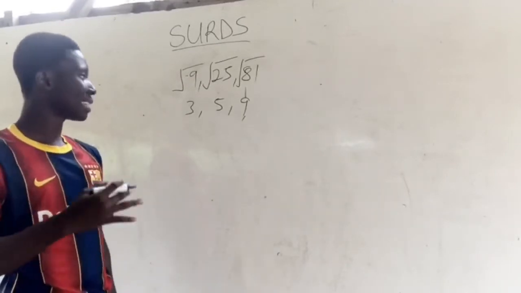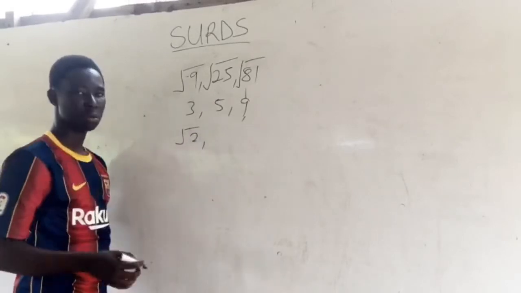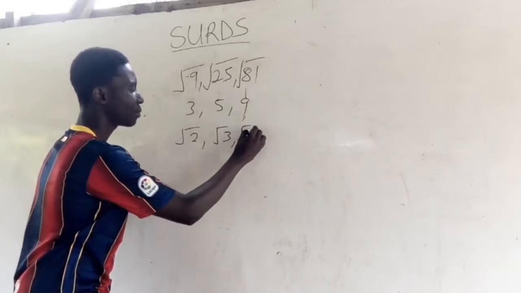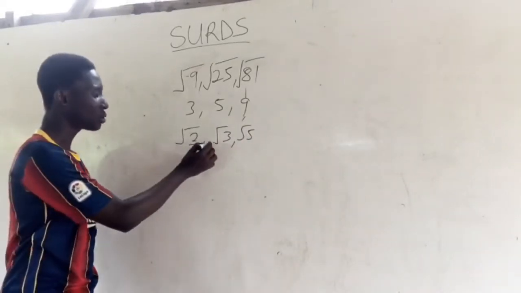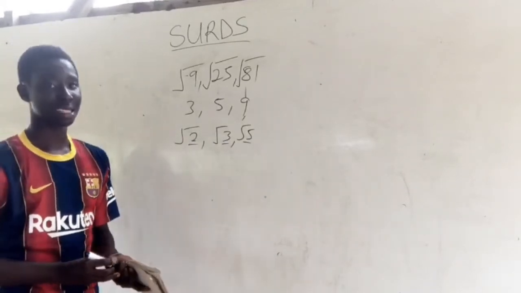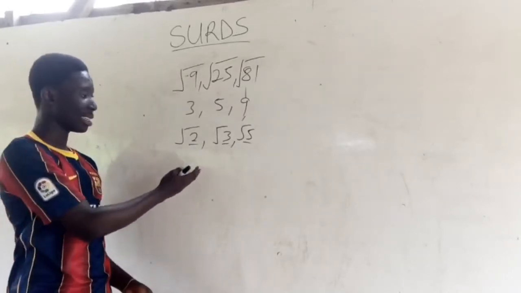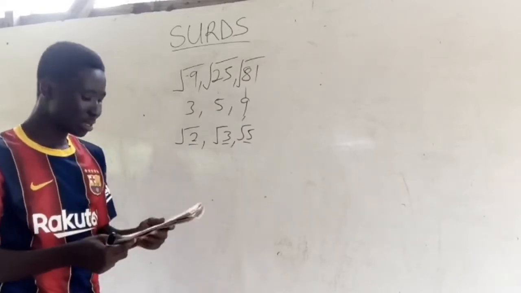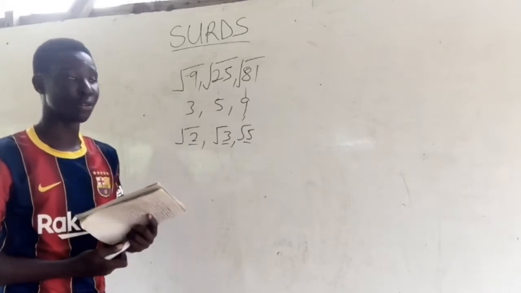So what about the case where we have root of 2, root of 3, root of 5? We're going to get something in decimal form. So these numbers, we call them irrational numbers, and their roots are known as surds. In general, the root of every prime number is a surd. So let's move on to reduction of surds to their basic form.